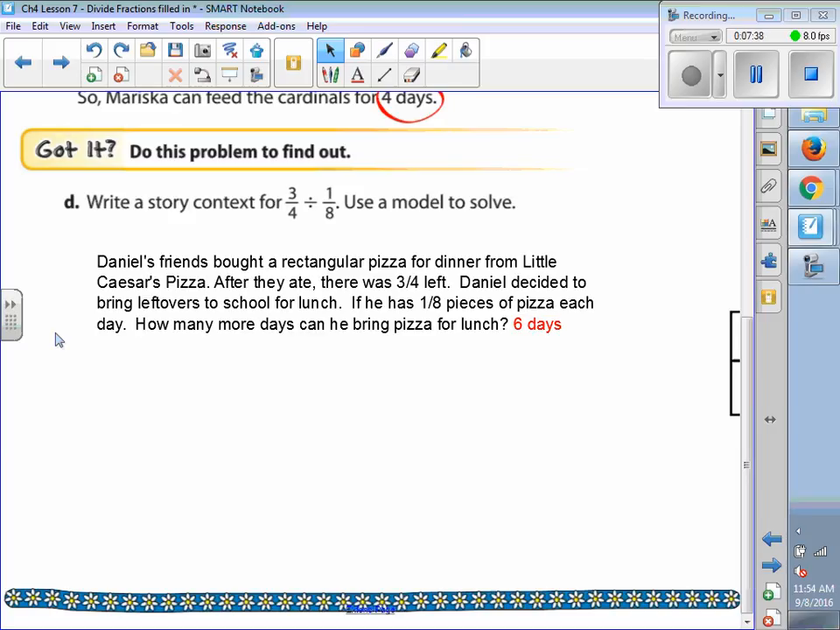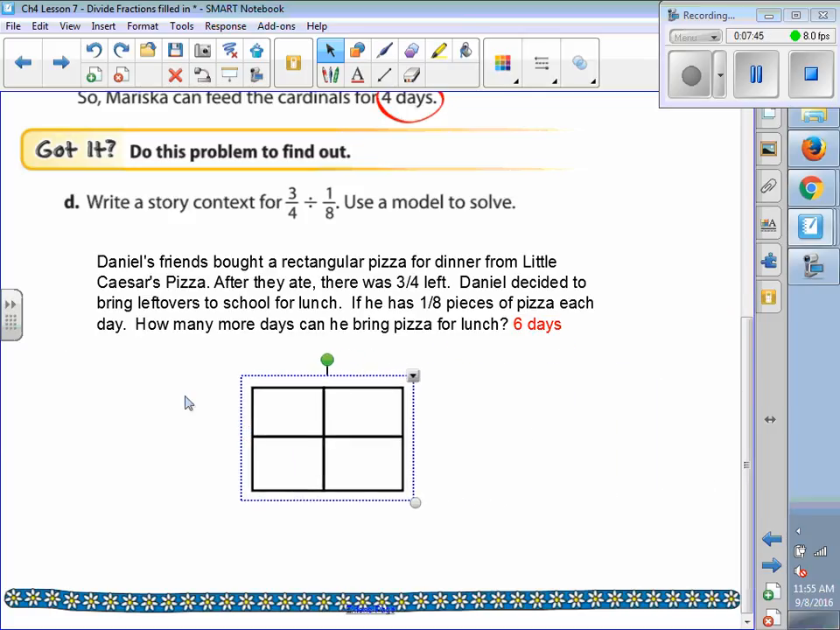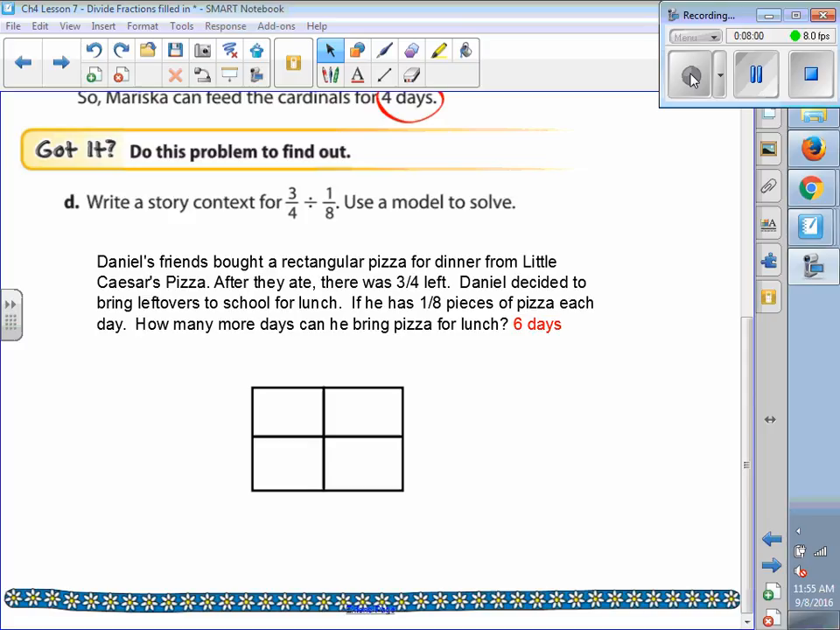So we're going to draw a picture, right? So here's our picture. Okay, so here we have 1 whole pizza. But you know Little Caesar's is in rectangles, right? Okay, so this is 1 whole pizza, okay? So after his friends ate, how much did they have left? They had 3/4 left. So that means they ate that much, right?